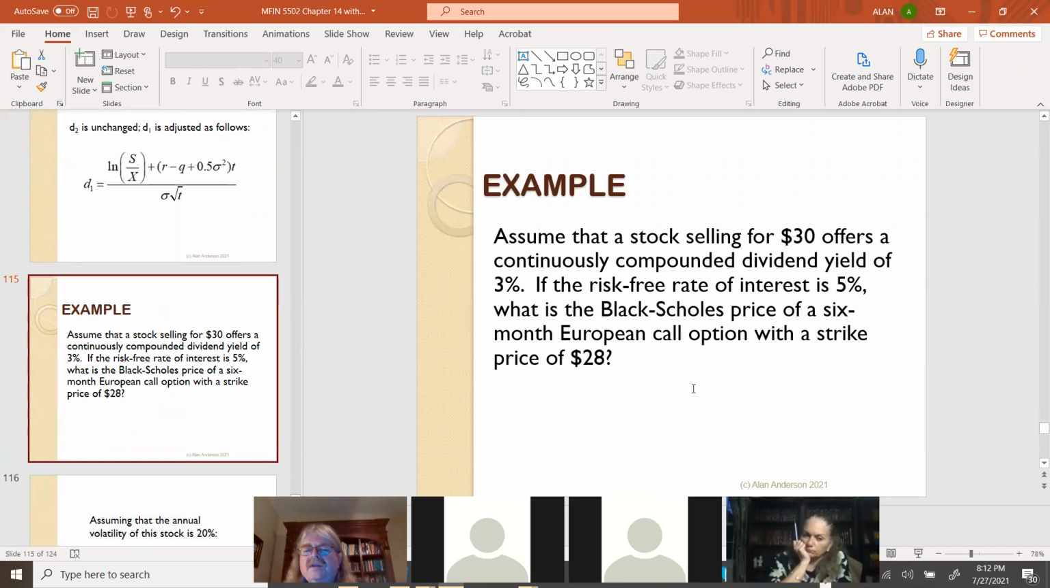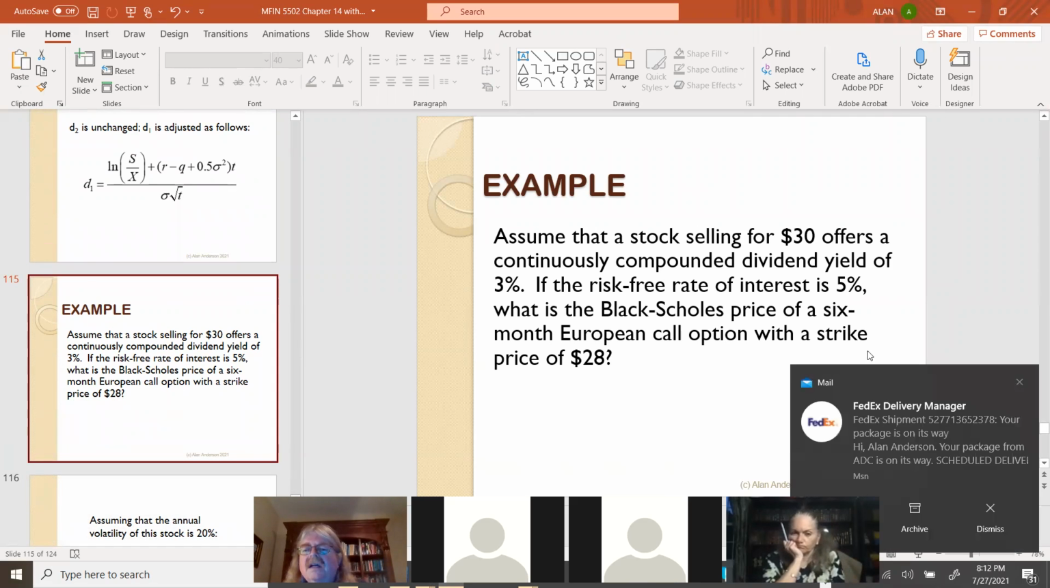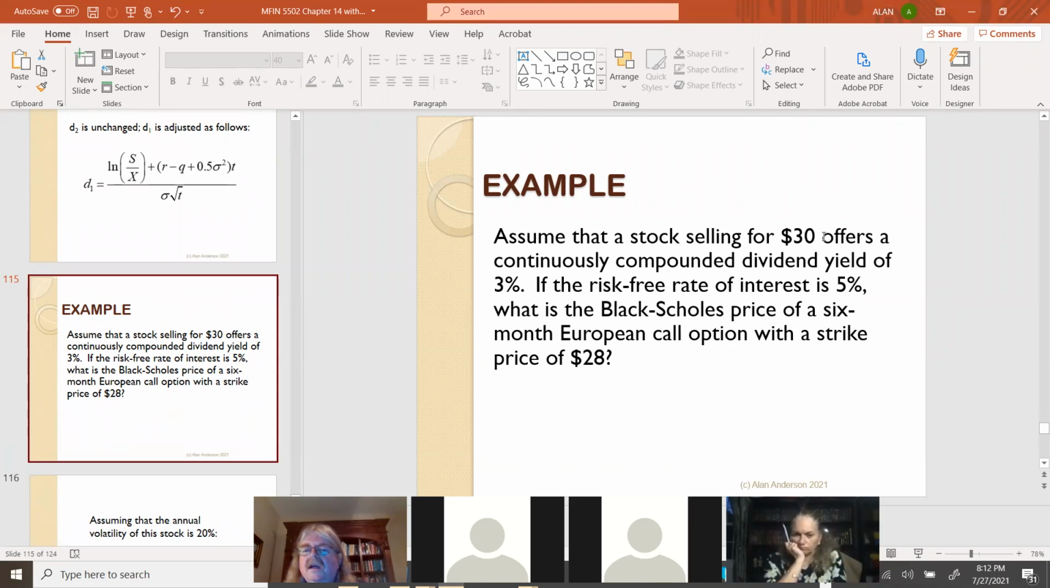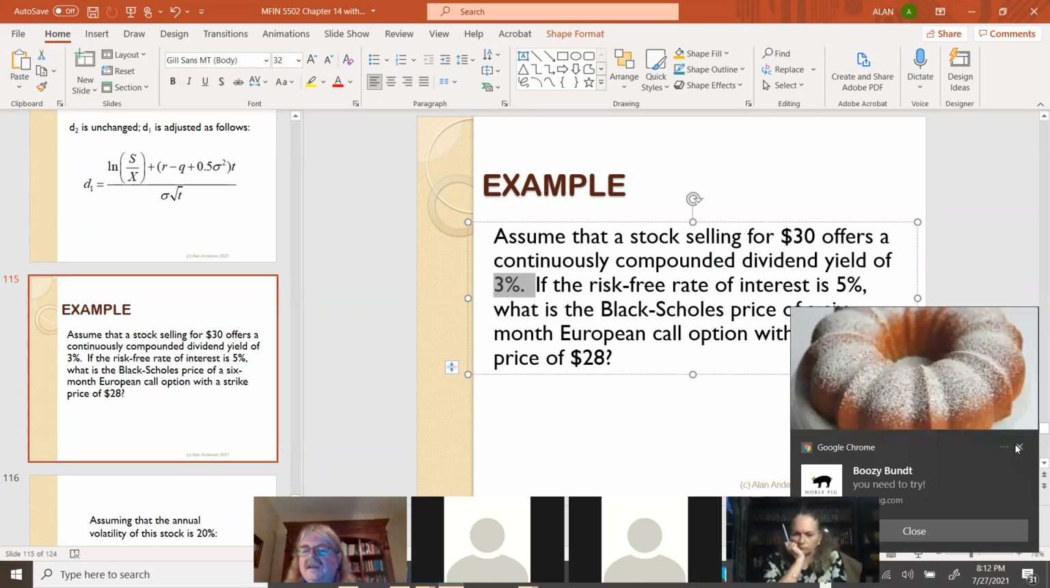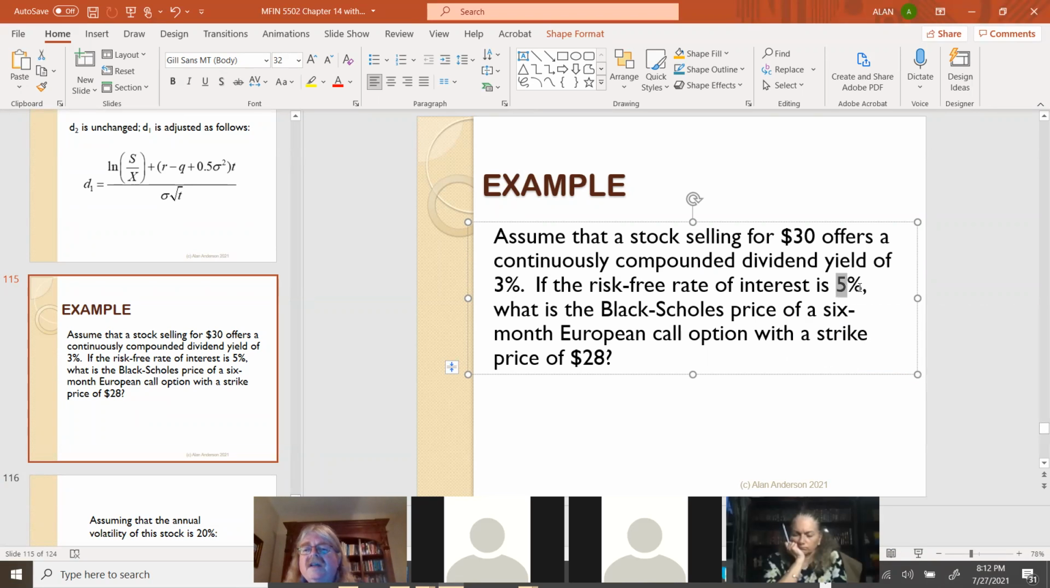So imagine the following situation. Stock sells for 30, and the interest rate is 3%. No, sorry, the dividend yield is 3%. That's the dividend. The risk-free rate is 5%. What would be the Black-Scholes price of a 6-month European call option when the strike is 28?